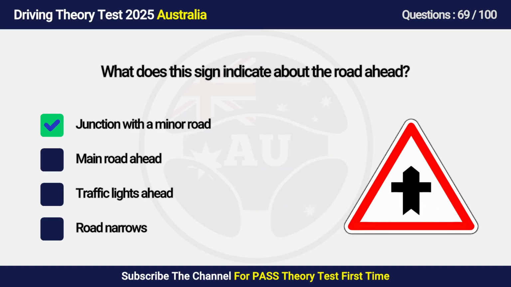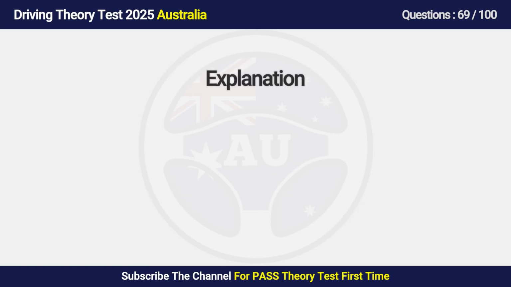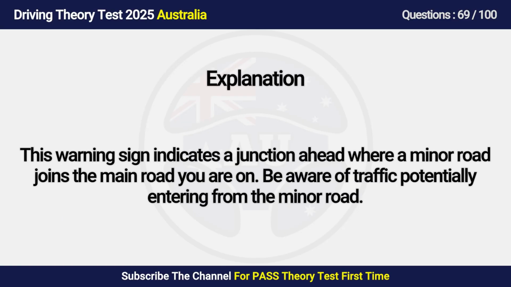Answer is A, junction with a minor road. This warning sign indicates a junction ahead, where a minor road joins the main road you are on. Be aware of traffic potentially entering from the minor road.